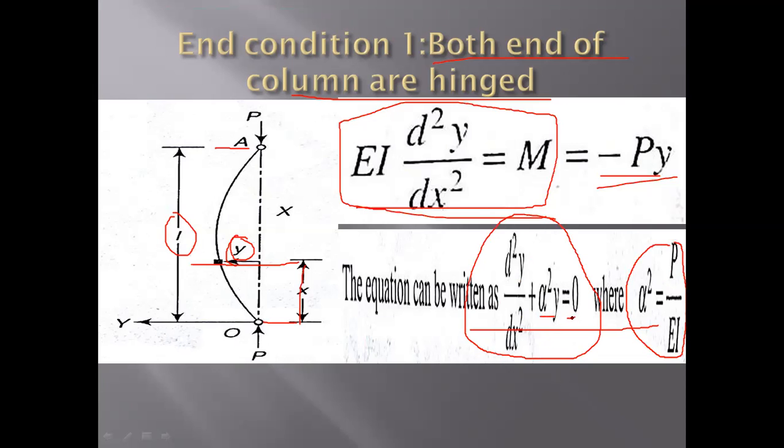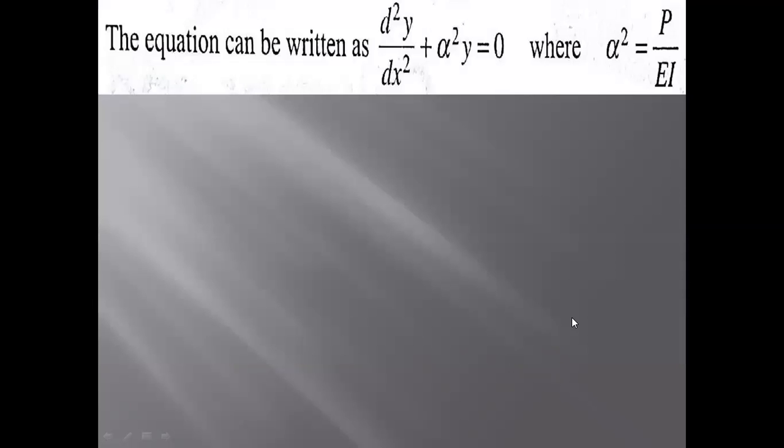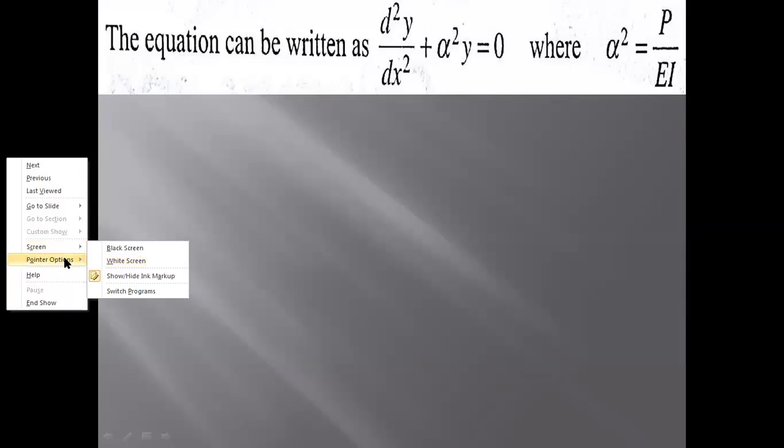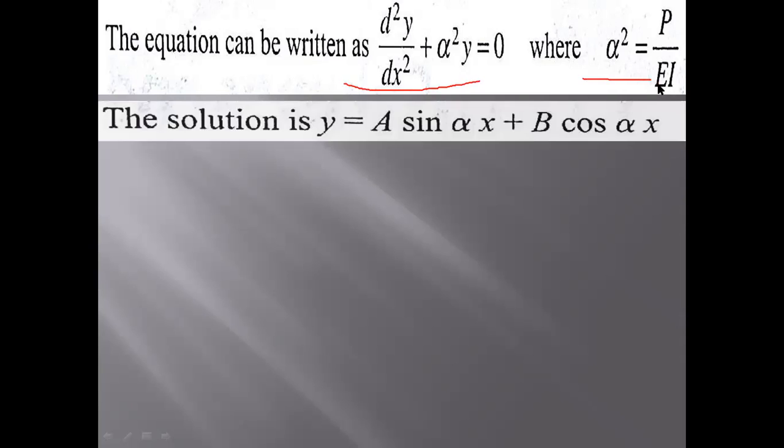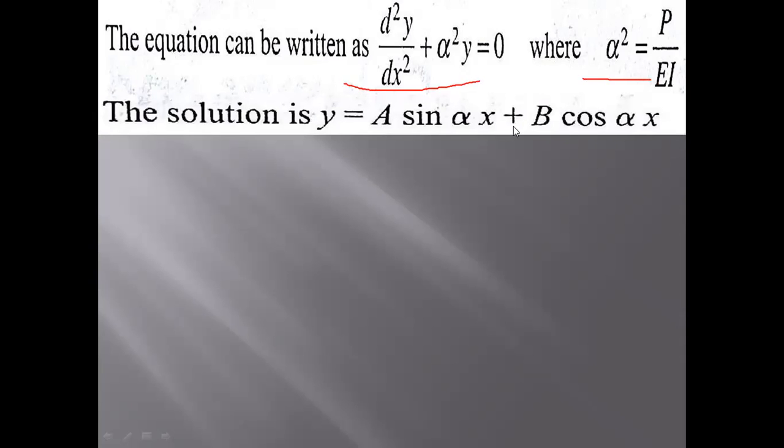This is the differential equation. Now we have to solve it. The differential equation is d2y/dx² + α²y = 0, where α² = P/EI. And what is the solution? The solution for y is A sin αx + B cos αx. That you have to remember. In mathematics also, in differential equations, you have solved this problem. The solution of this differential equation is y = A sin αx + B cos αx.